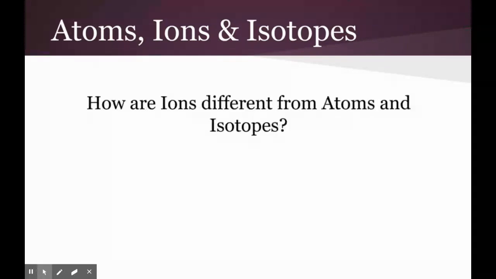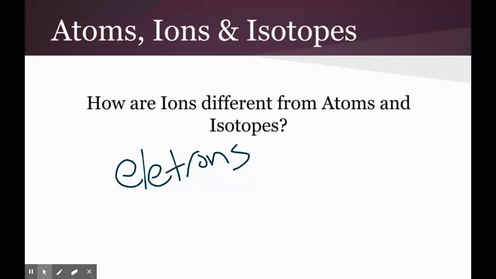So if it is chlorine, they will all have the same number of protons, whether it's an atom, an isotope, or an ion. Okay, so now we want to take a second to think about how ions are different from atoms and isotopes. So now remember, ions have to do with gained or lost electrons. So ions will have either a positive or a negative charge based on whether they have gained or lost electrons. Both atoms and isotopes are neutral and have no charge.